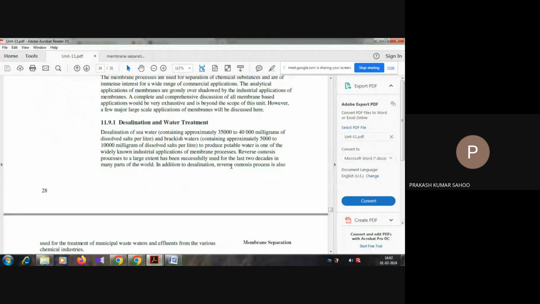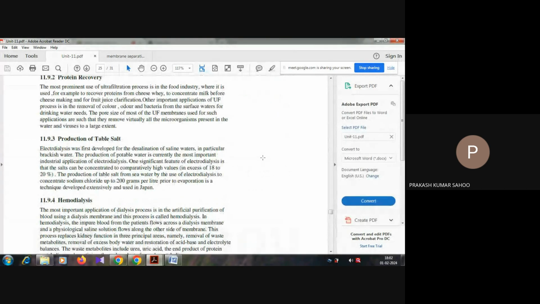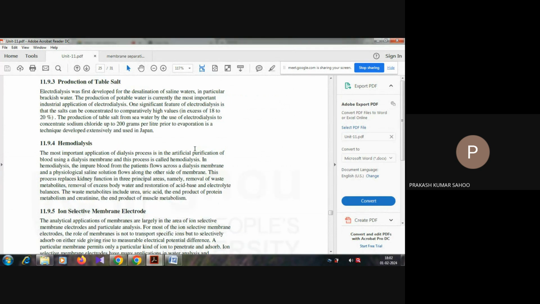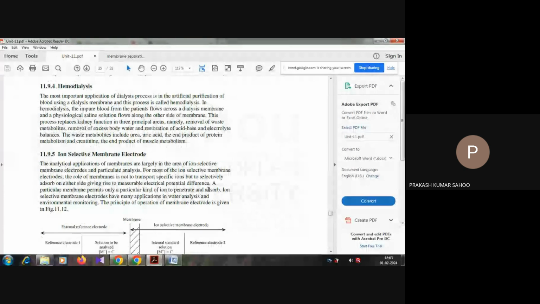Then some applications: number one, desalination for water treatment. Then protein recovery. Then production of table salt, that is, production of salt from seawater. It is nothing but a desalination of salty water. Then hemodialysis, this is the application of dialysis in medicine, for kidney diseases, that is, replacement of impure blood with pure blood.